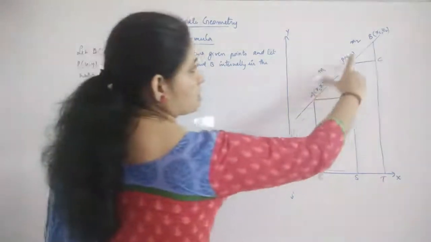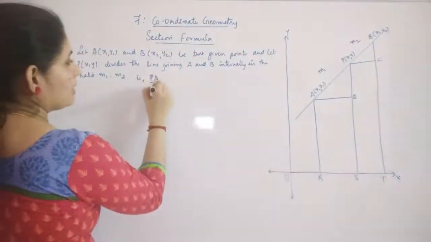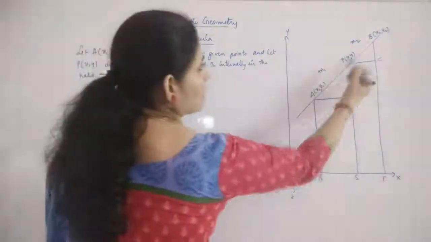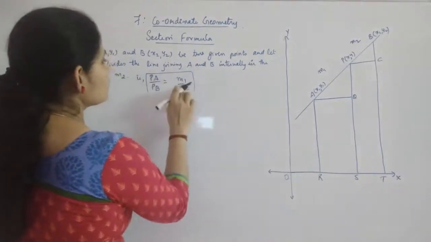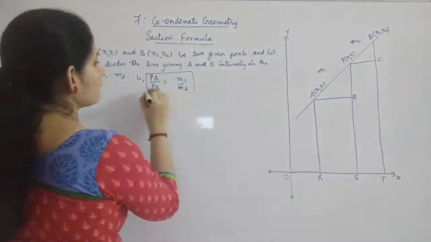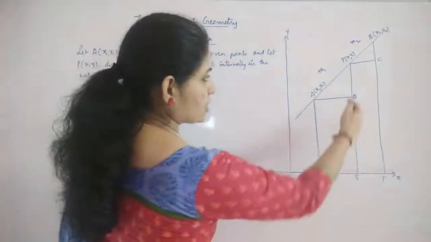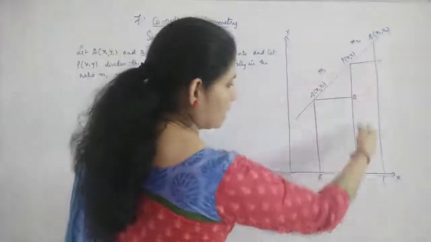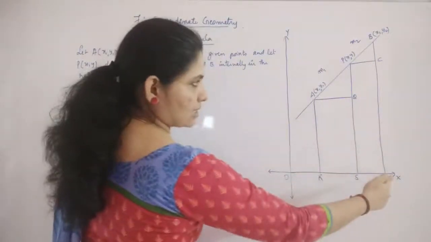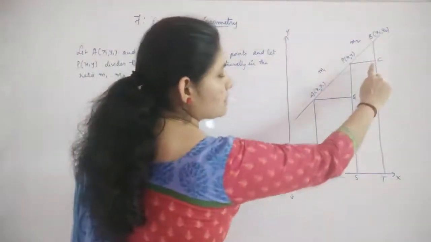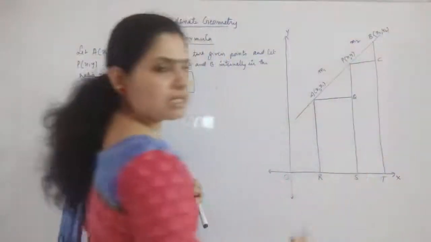Now since this ratio is m1 is to m2, we can say that PA by PB will be m1 by m2. We will just keep it here for our later use. Now we are taking these perpendiculars, that is AR, PS and BT, drawn perpendicular to the x-axis, and AQ and PC which are parallel to the x-axis, or perpendicular to PS and BT respectively.